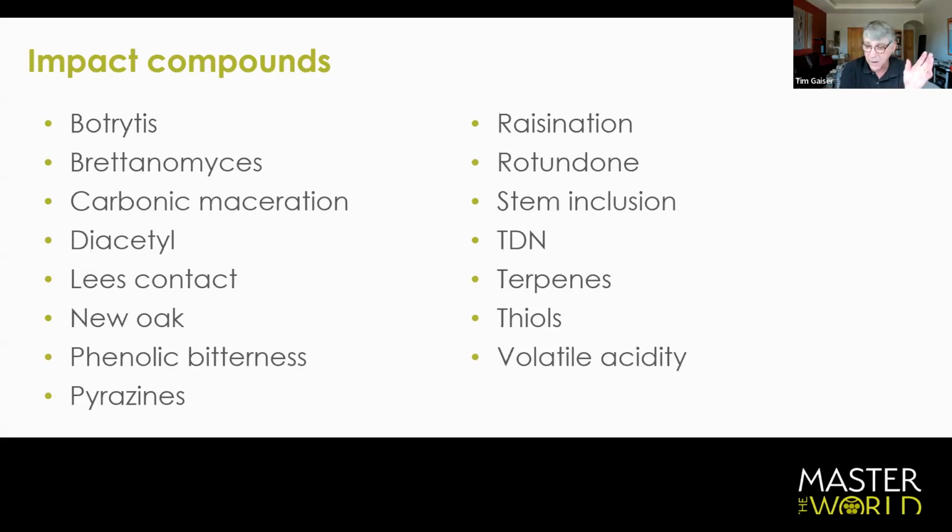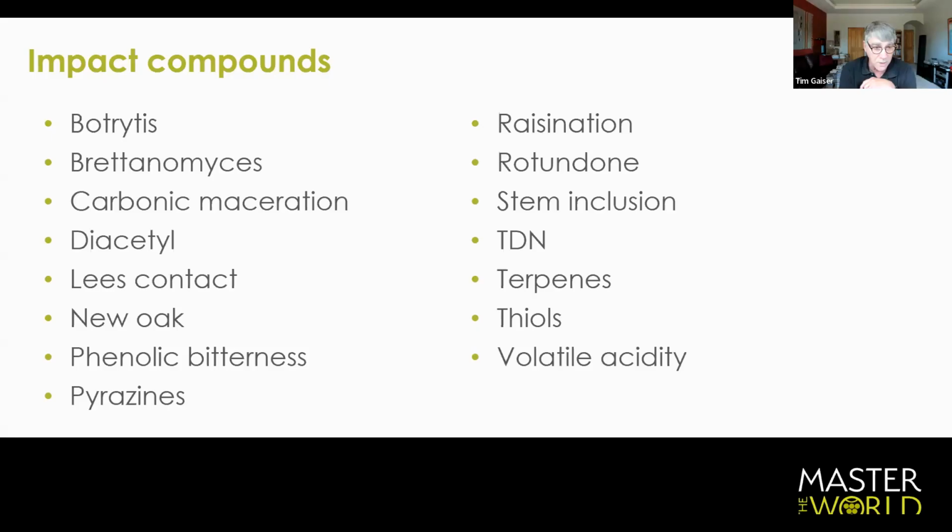To talk about them, botrytis, of course, is a mold that lives in vineyard soil. It gets all over the grapes. Spores pierce the skins. They change the flavors. Practically all the world's great dessert wines are made from botrytis fruit. But it also ends up on fruit that becomes dry wines too. And so we will look for it in the two white wines that we're going to taste.